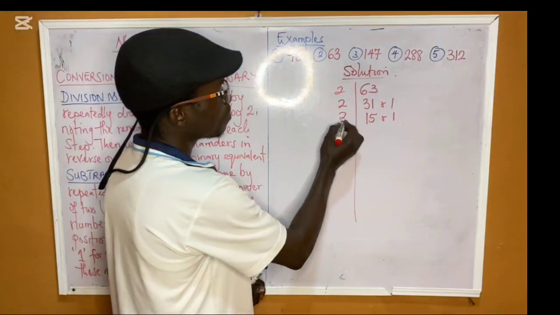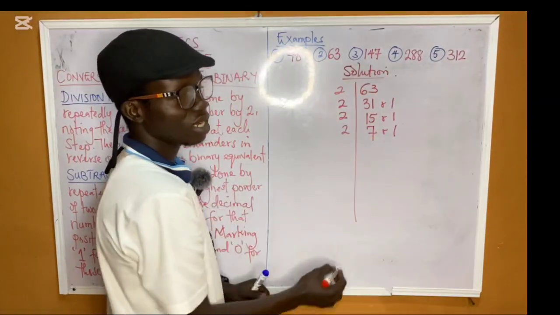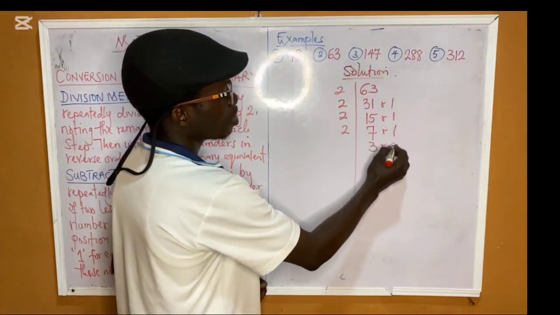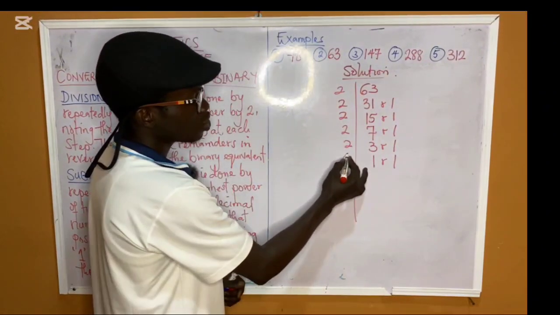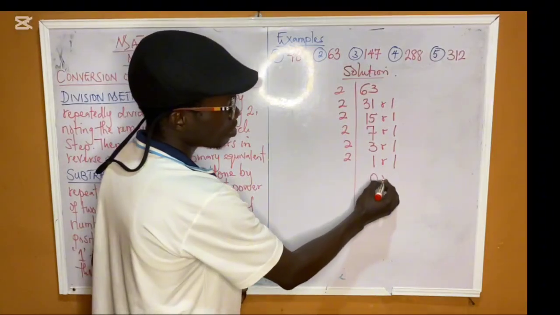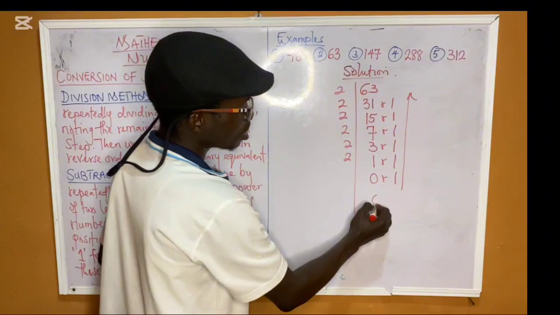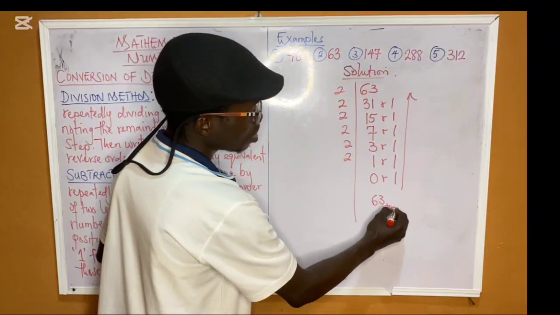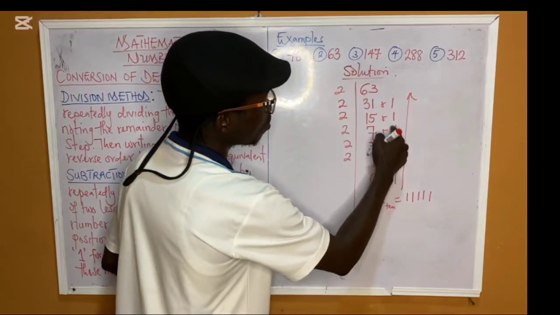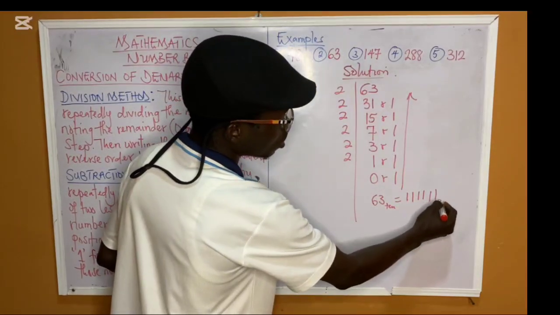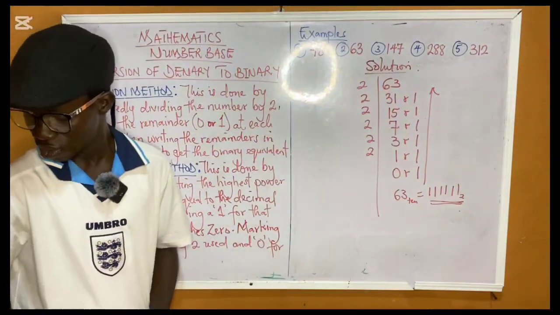2 in 15, 7, remainder 1. 2 in 7, that is 3, remainder 1. 2 in 3, 1, remainder 1. 2 in 1, 0, remainder 1. Start from the last number, and we have 63 base 10 equals 111111 base 2. That's our answer for the second question.